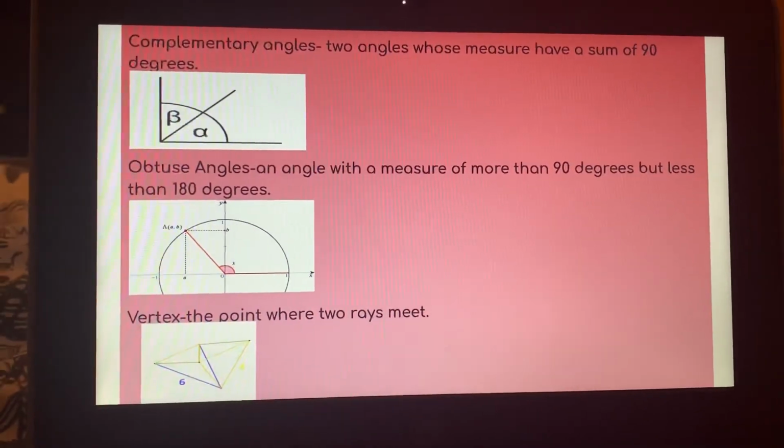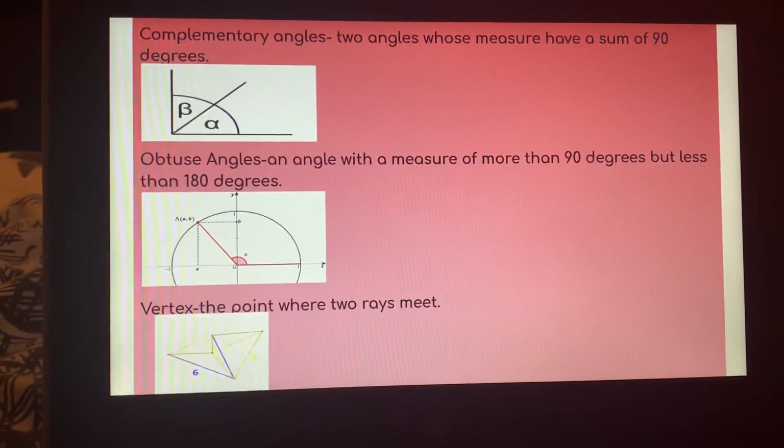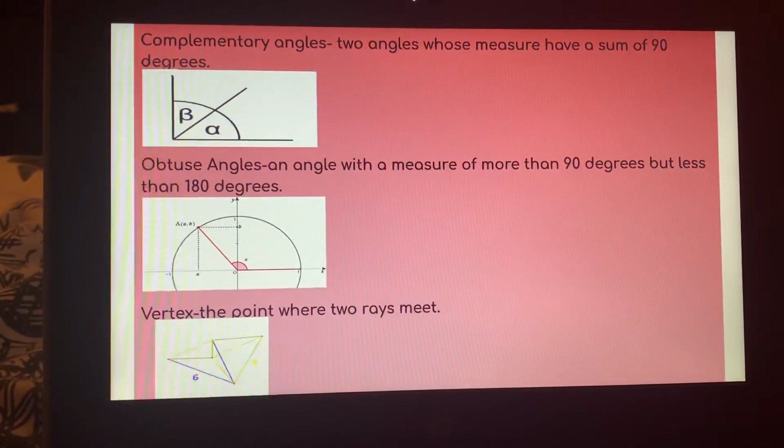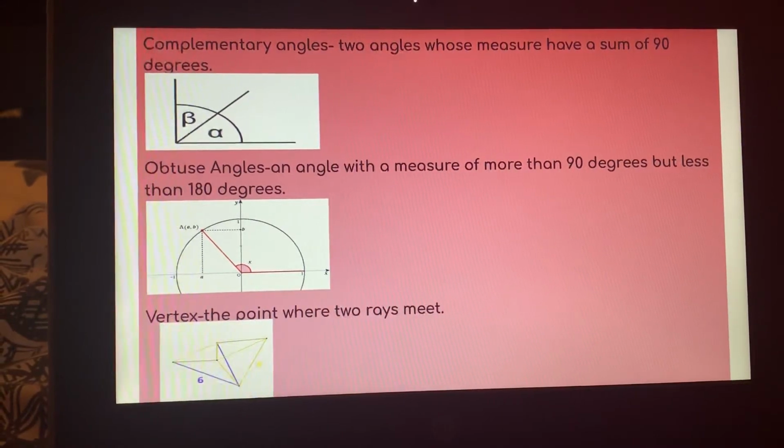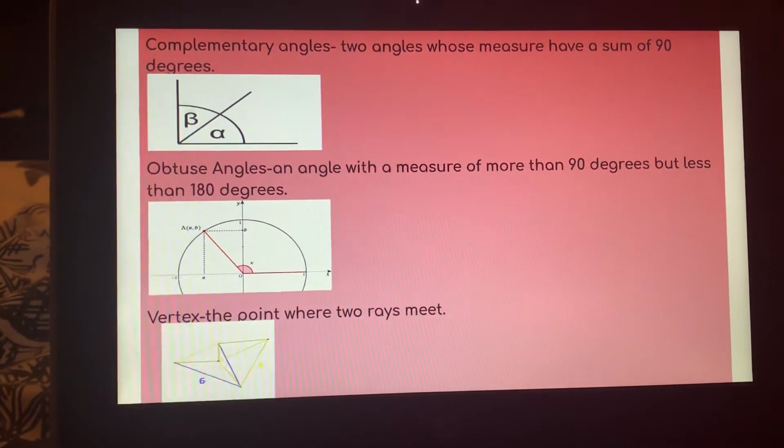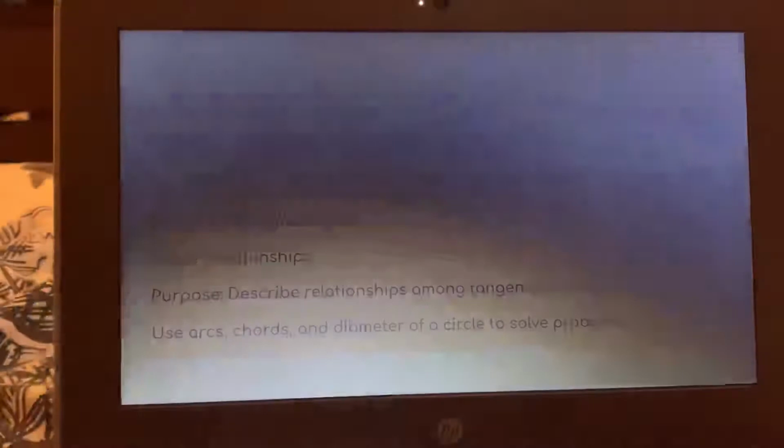Complementary angles. Two angles whose measure have a sum of 90 degrees. Obtuse angles. An angle with a measure of more than 90 degrees but less than 180 degrees. Vertex, the point where two rays meet.